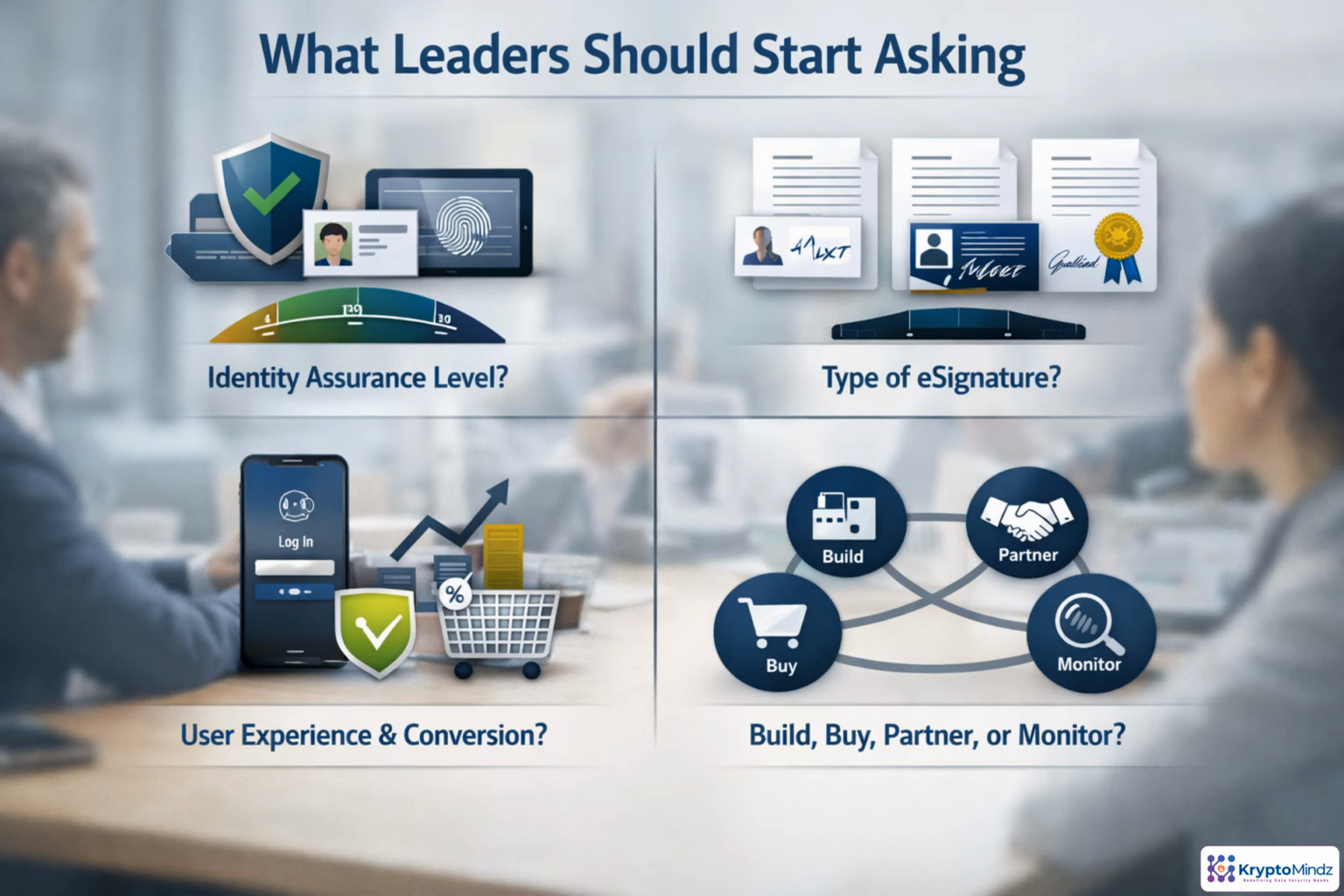Leaders should treat eIDAS 2.0 as a decision framework, not a compliance footnote. Start by matching identity assurance to the risk of each workflow. Then choose the signature level that fits the legal effect and customer journey. Consider how trust services will affect onboarding, conversion, and support. Finally, decide where to build capability, where to buy, where to partner, and what to monitor as the market evolves.